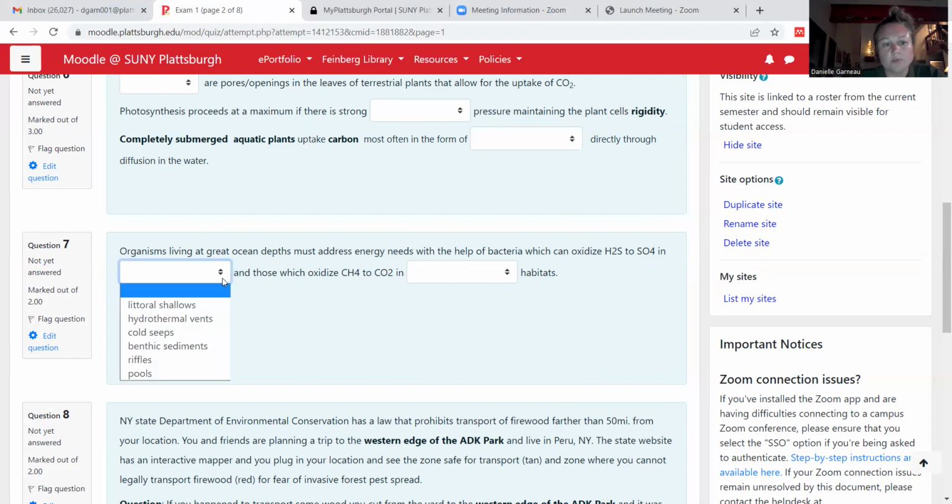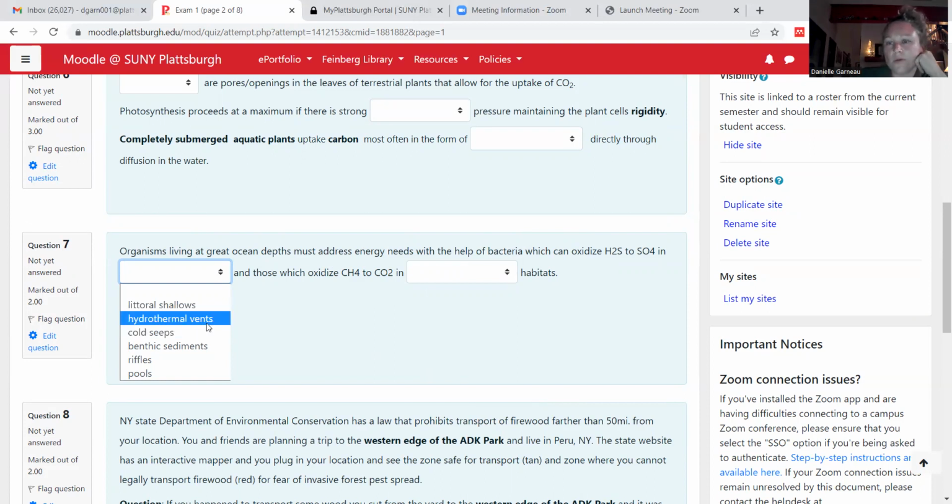And we look at our options here. Pools and riffles had to do with our moving water, right? So the lotic rivers and whatnot. The benthic sediments, this is sort of just at the bottom of a pond. Littoral shallows would be the edge of the water as you're walking out into a beach, perhaps. So we're really narrowing down to these cold seeps and these hydrothermal vents.